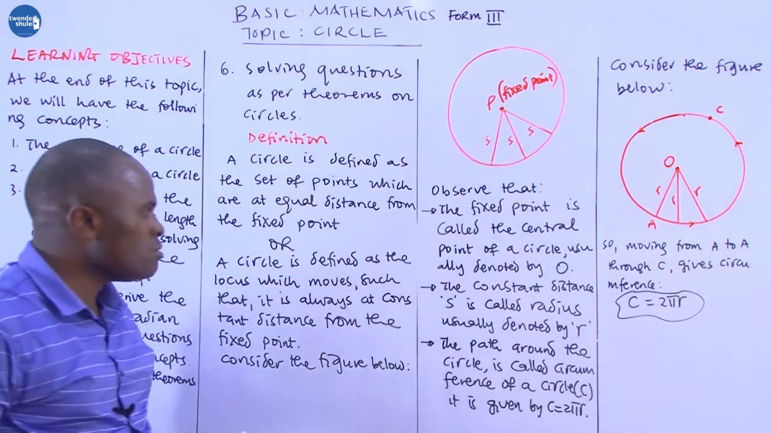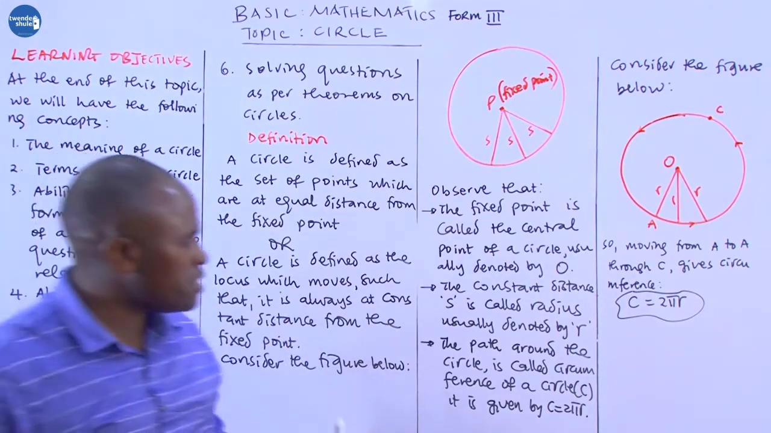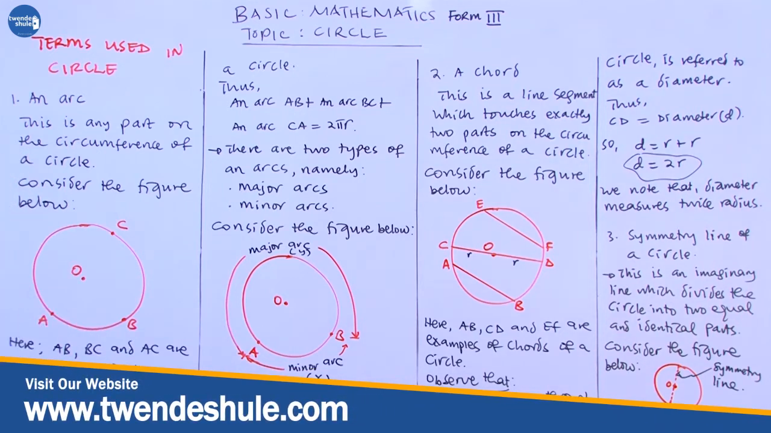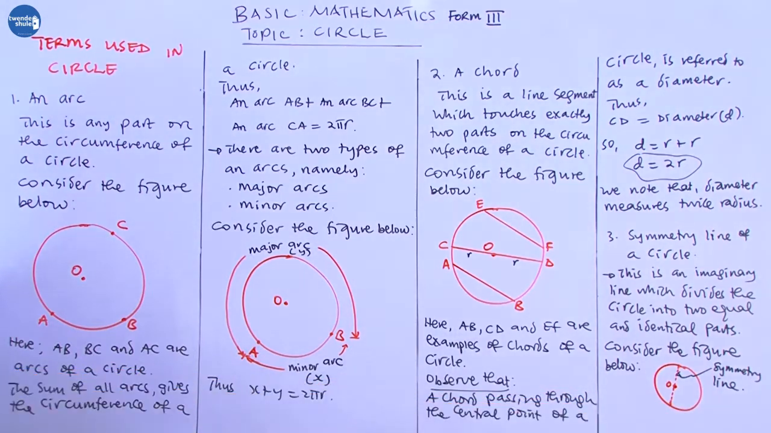So let's continue now with the other terms used on the circle. Okay, students. So another term, this time we switch to the concept of terms used in a circle. There is a term referred to as an arc. An arc is any part on the circumference of a circle.